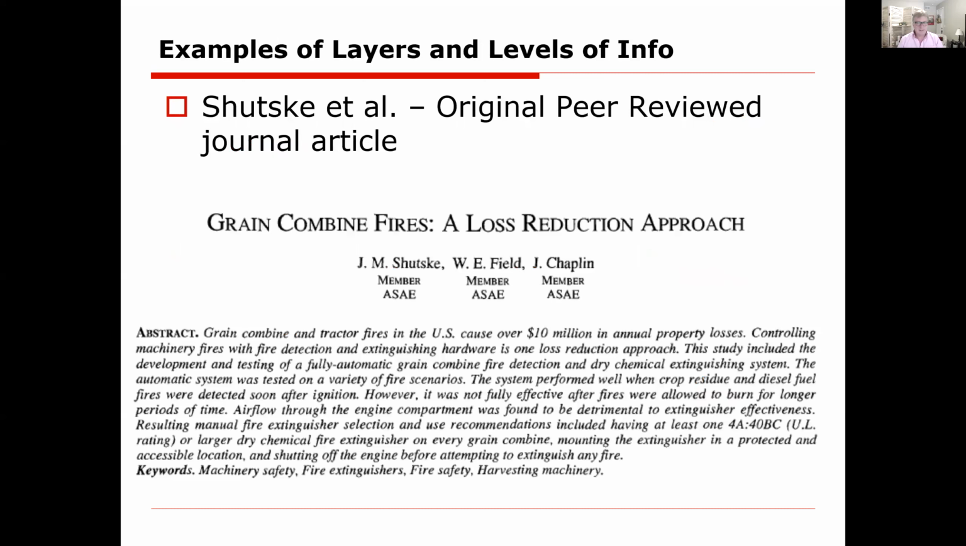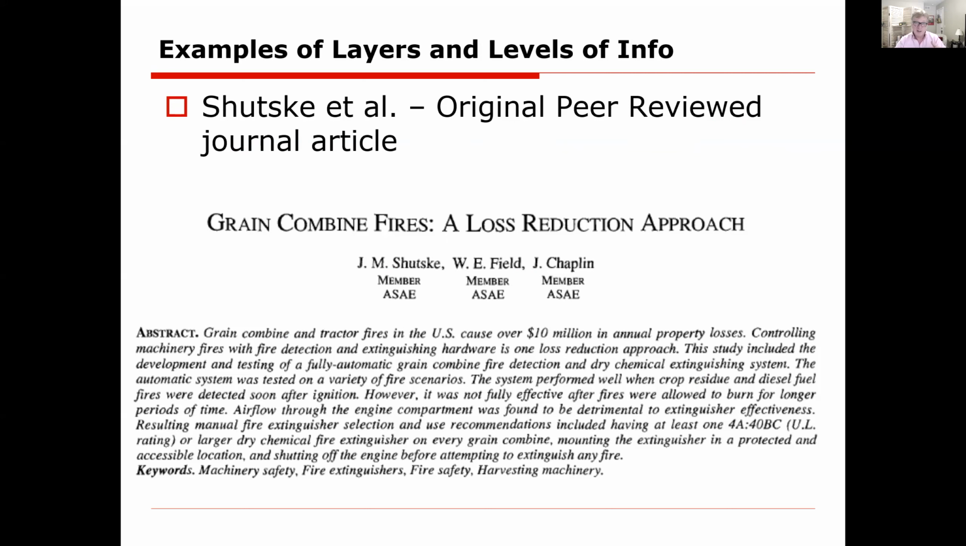I'm just going to give you some really quick examples of the difference between peer-reviewed journal articles and technical reports. I use this one because this is my first ever peer-reviewed journal article where I was the first author. So this for me was kind of a big deal. I worked on the whole issue of grain combine fires back in the early 1990s, and I developed a fully automatic fire detection and suppression system.